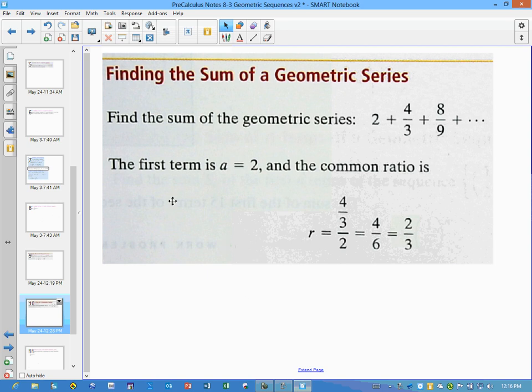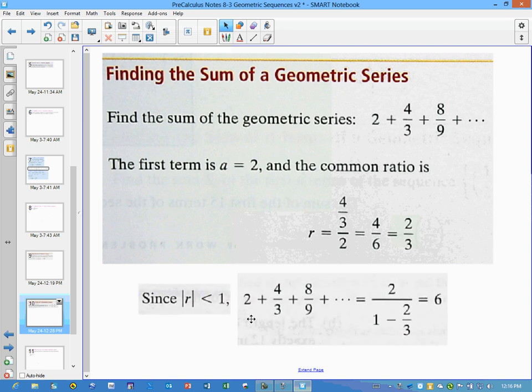Since the magnitude of r is less than 1, so 2/3 is less than 1, therefore we can say the sum of this geometric series is a sub 1, which is the first term, divided by 1 minus r. And 1 minus 2/3 is 1/3. 2 divided by 1/3 is the same as 2 times 3, which is 6.